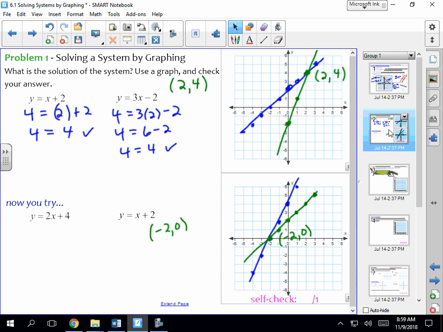So any questions on that? Make sure, if you're going up 1, over 1, and they're getting away from each other, going off the graph, just go the other direction. Stay in the same line. All right.